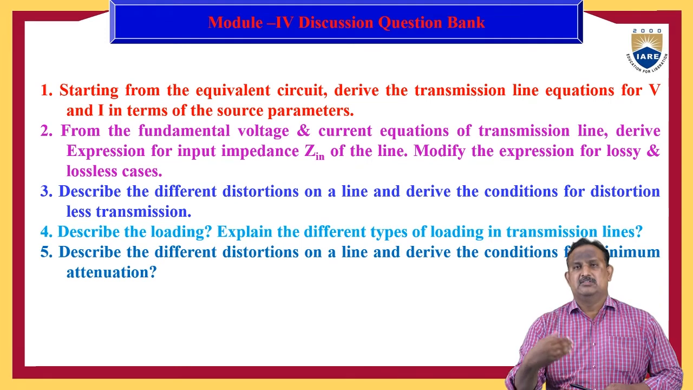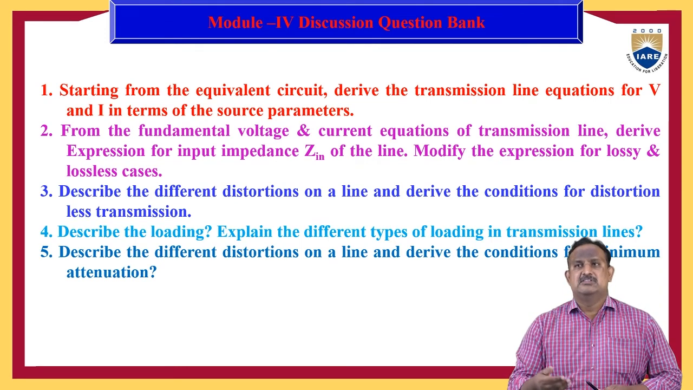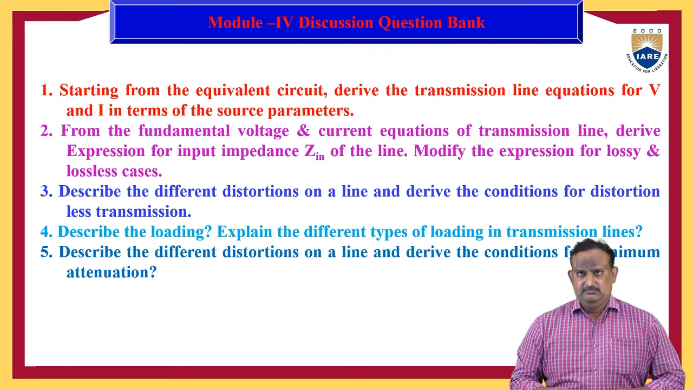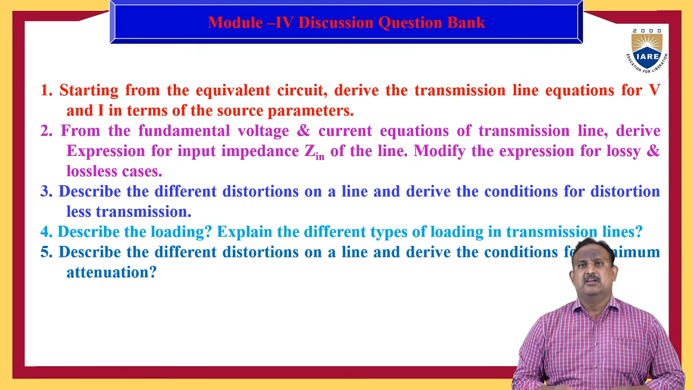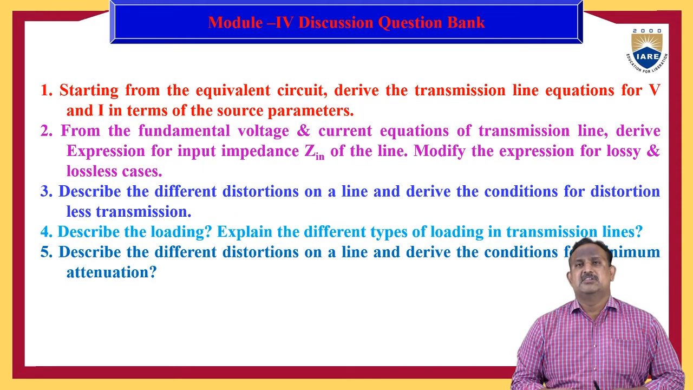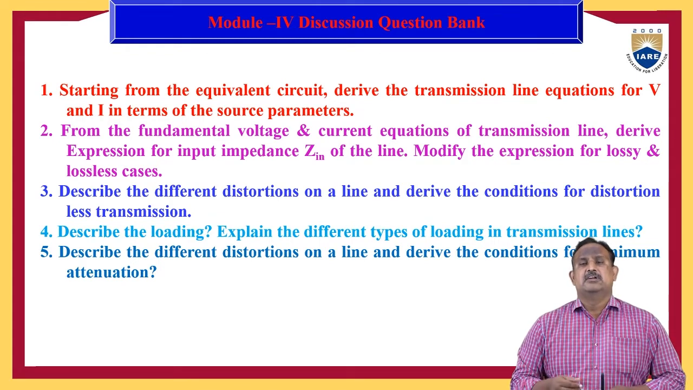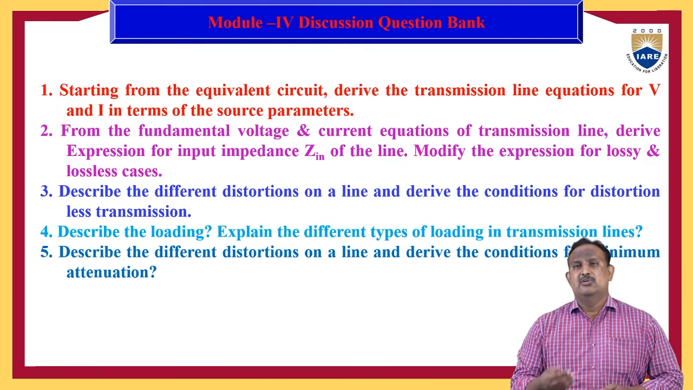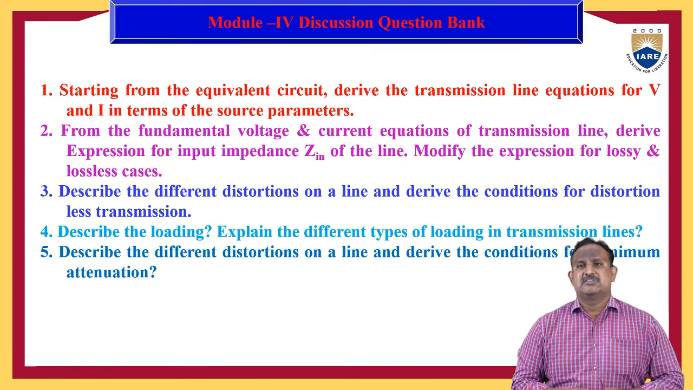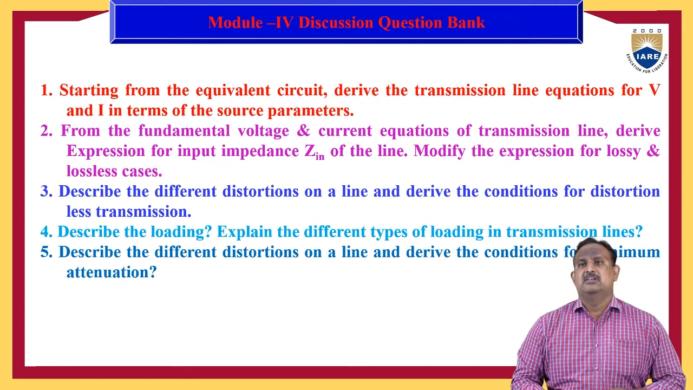So we'll discuss some important derivations. Here the important derivations in the fourth module are: derive an expression for transmission line equations. This is important from the exam point of view. Second one, from the fundamental voltage and current equations of a transmission line, derive an expression for input impedance of a transmission line. Then describe the different distortions on a line and derive the condition for distortionless transmission. Next one, what is loading? Explain the different types of loading in a transmission line. And describe the different distortions on a line and derive the conditions for minimum attenuation.